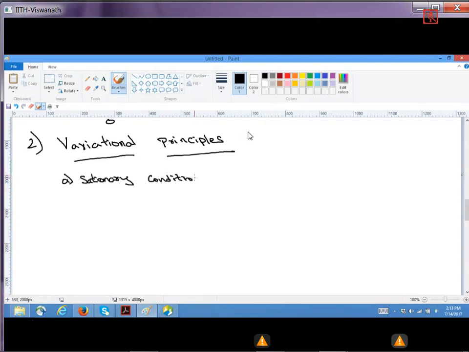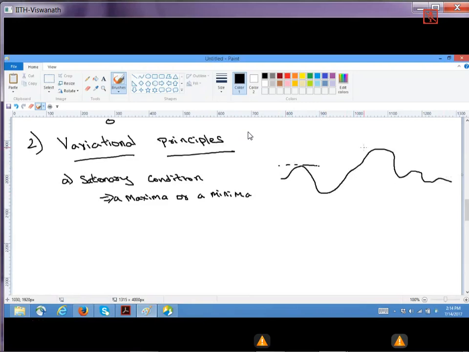The stationary condition will give us either a maxima or a minima. So if I take some curve, these are maxima. Some are local minima, local minima.